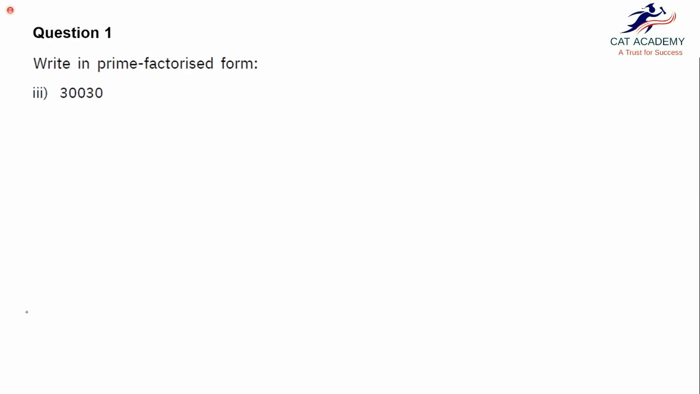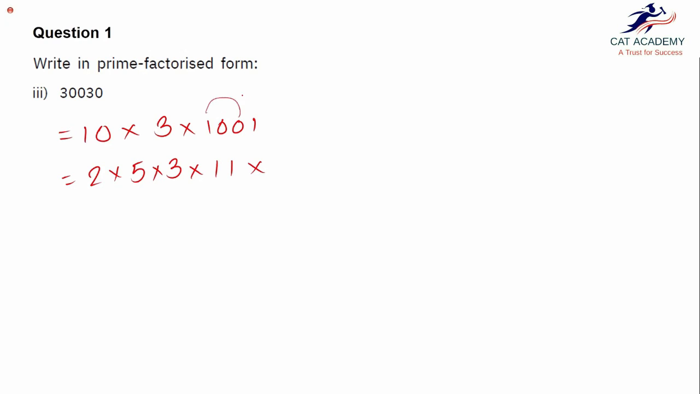Next. What should I do with this? So first of all, I can write down 10 into 3003, or 3003 could be written as 3 into 1001. So 10 can be written as 2 into 5 into 3 into 1001 is divisible by what? Use the divisibility test and tell me it is divisible by what? 11. Let me divide it by 11. What do I get?